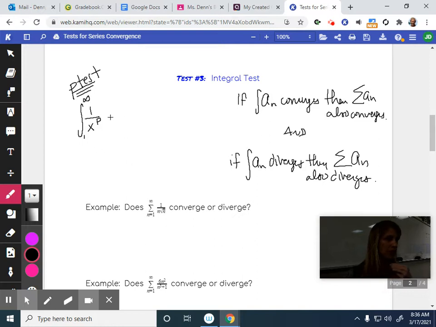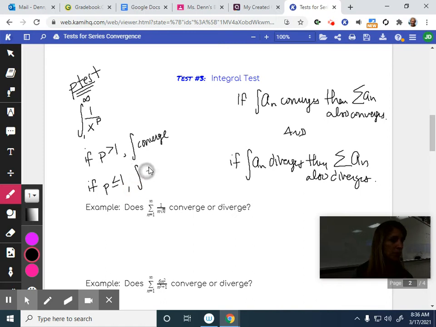So let's recall this p-test. If I have the integral of 1 over x to the p, if p is greater than 1, the integral will converge. If p is less than or equal to 1, the integral will diverge. Remember we talked about 1 over x? What happens with 1 over x? 1 over x obviously decreases, but it doesn't decrease fast enough for me to accumulate the area from 1 to infinity and get a numeric number. The area is still too big.